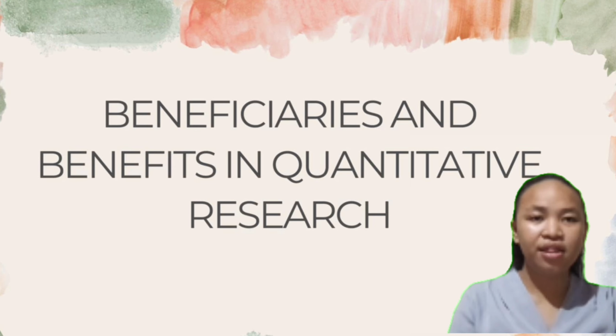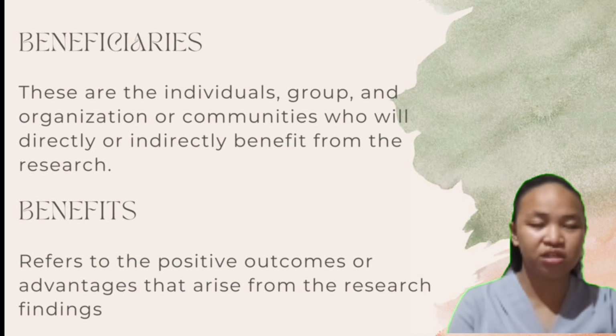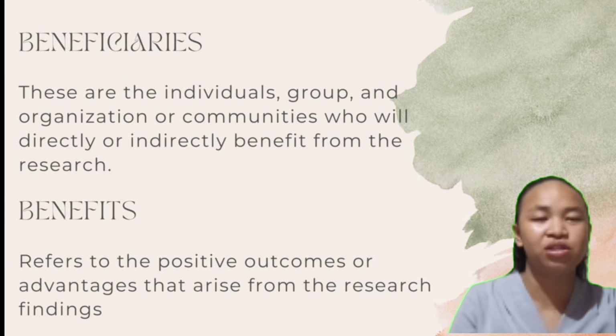Next, in the context of research, there are two aspects that we need to understand. That is the beneficiary and the benefits in quantitative research. So what are beneficiary and benefits in quantitative research? The beneficiary is the individual, group, or organization who will directly or indirectly benefit from a research. While the benefits refer to a positive outcome or advantage that arises from a research finding.